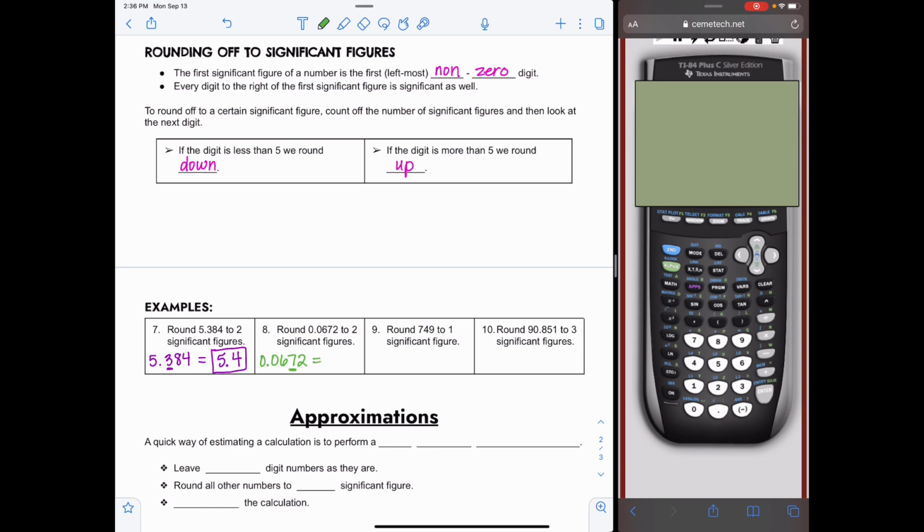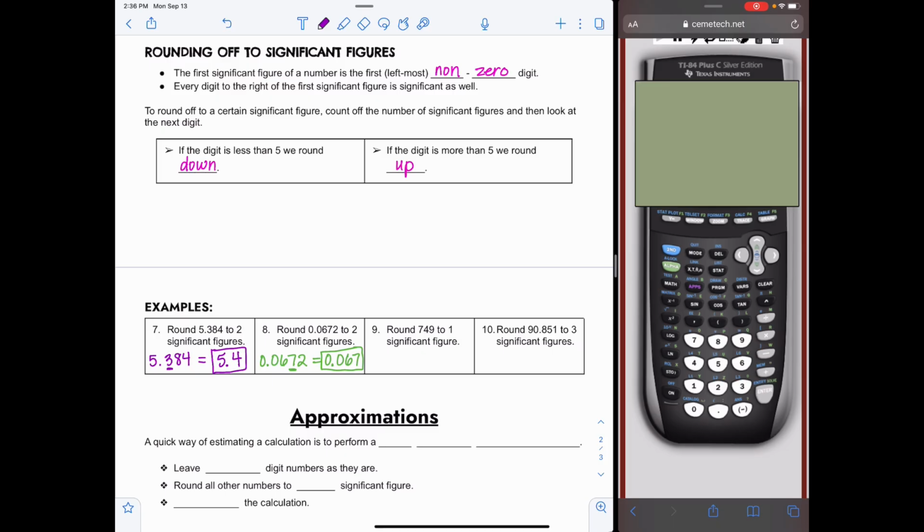Now, what you need to understand is that even though the zeros in front are not significant, you still have to write them, okay? Because your place value should stay the same. So we're going to have 0.067. That is 2 significant figures.